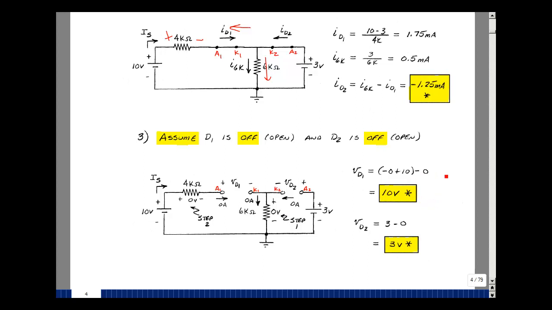Yeah, we could stop here, but let's solve for the other one just to get some practice. This node voltage is 3. This node voltage is 0. 3 minus 0 is 3 volts. But that also is a contradiction. This needs to be less than or equal to 0.